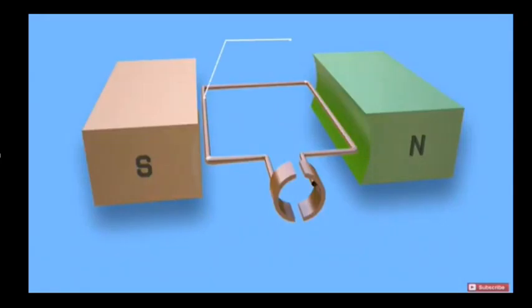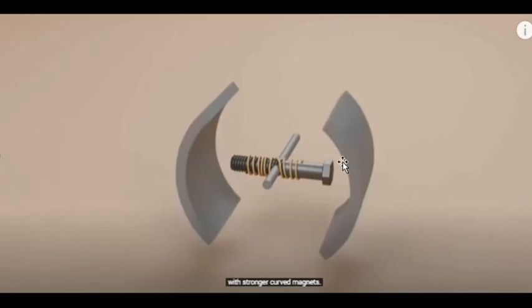We are going to do the same thing with a commutator, because we have discussed before that with the help of a commutator we can change the direction of flow of current. As the direction is changed, what will happen in the coil? The direction of the poles will be changed, and as a result, due to the mutual interaction of the two magnetic fields, it will continue to move.